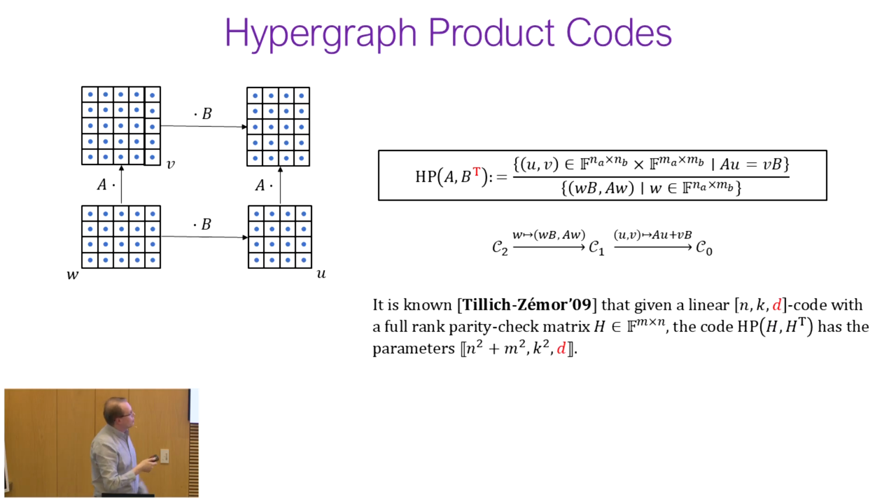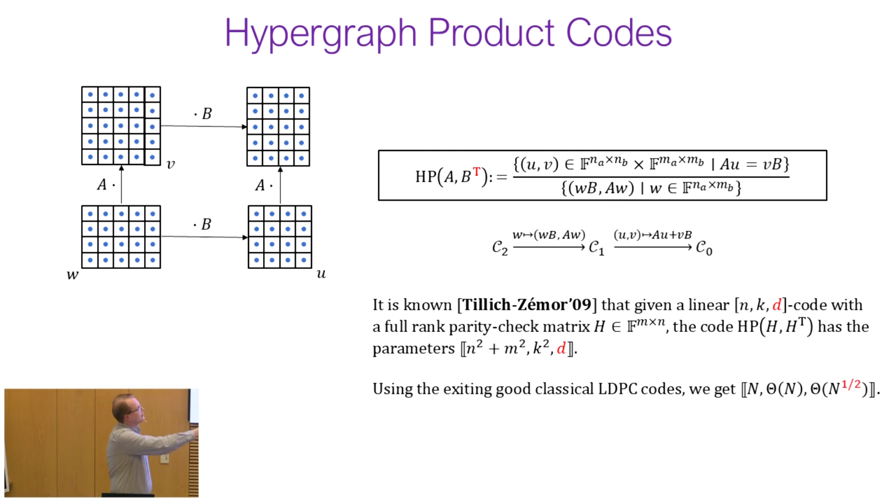And here you can see exactly the corresponding chain complex. What is known, and this was shown by Tillich and Zémor, is that if matrices A and B correspond to classical LDPC codes that have distance d, then using this construction you can obtain a quantum LDPC code that has the following parameters. Unfortunately, the distance here grows only as the square root of the length, as you can see. So this construction already solves the problem of the rate, but the problem of the distance wasn't solved here.